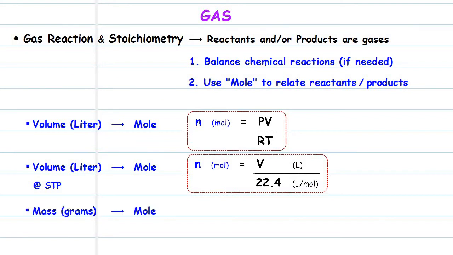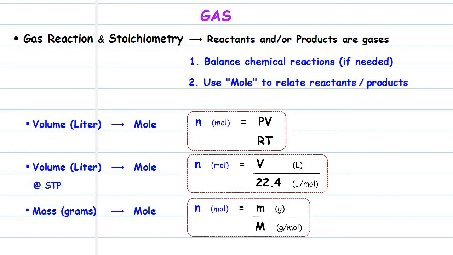But sometimes they may give the information in mass instead of volume. To convert that to moles, we can divide the mass in grams by the molecular weight, or molar mass, in grams per mole. Now that we have learned some concepts from gas reactions and stoichiometry, we can try some practice questions.